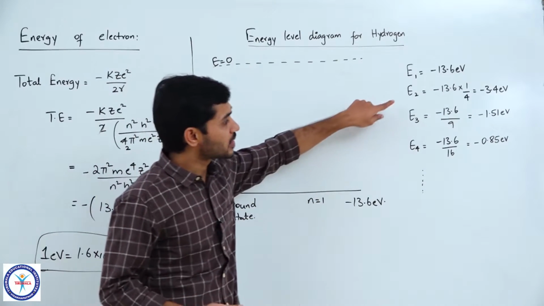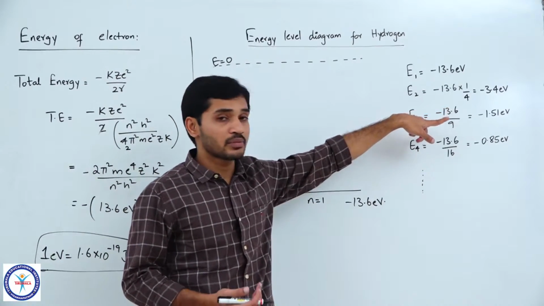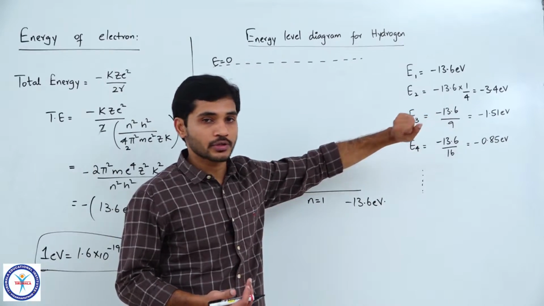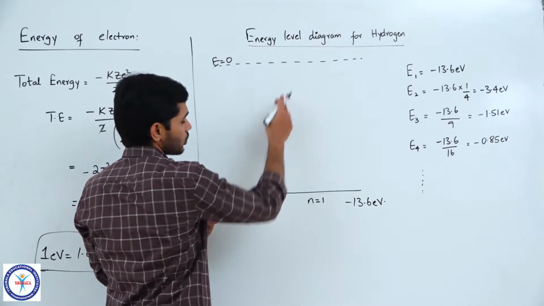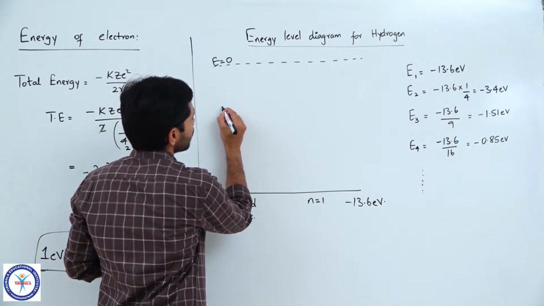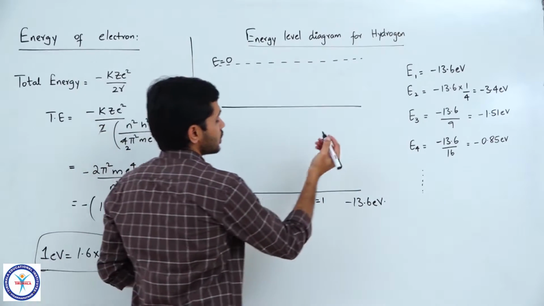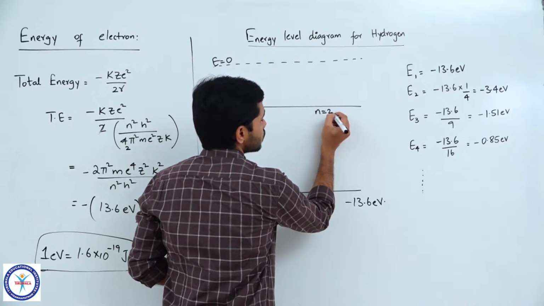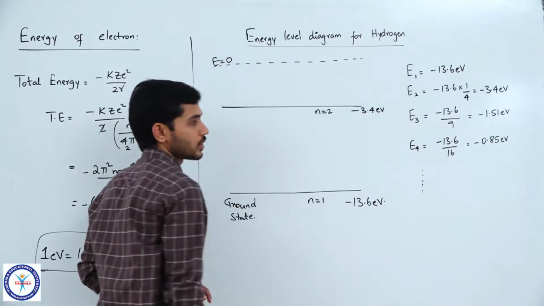Okay. Now, let us represent the energy level of the second orbit. The value of that came around as minus 3.4 electron volts. So, minus 3.4 would be closer to 0 than minus 13.6. So, it would be somewhere over here. So, this is where the second energy level would be. So, this corresponds to n is equal to 2 and the value of this is minus 3.4 electron volt.